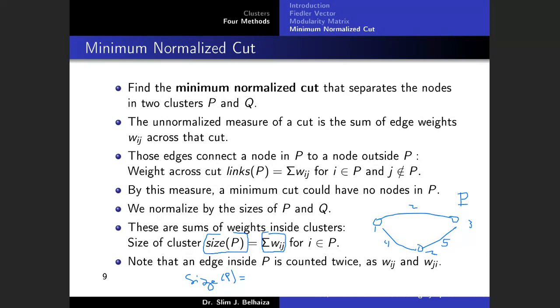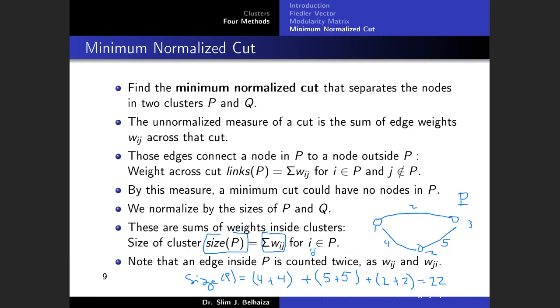Are you with me, guys? So what about the connection between 1 and 2? I'll have 4 plus 4, right? Because I count 1, 2, and 2, 1. Plus 5 plus 5, plus 2 plus 2. Okay? So this is the size of this particular cluster, which is 8 plus 10 plus 4, which is 22.